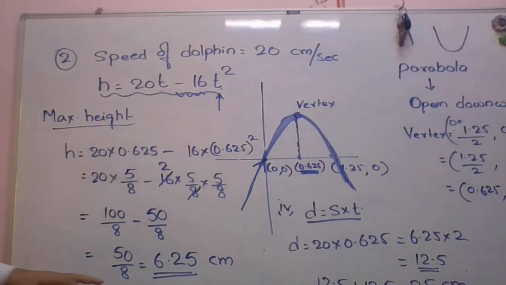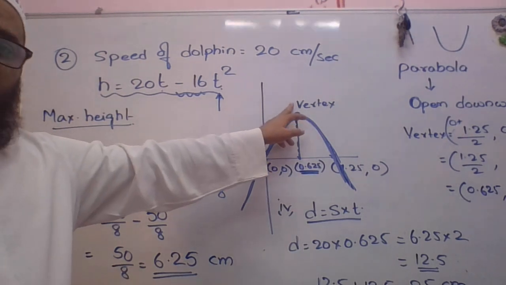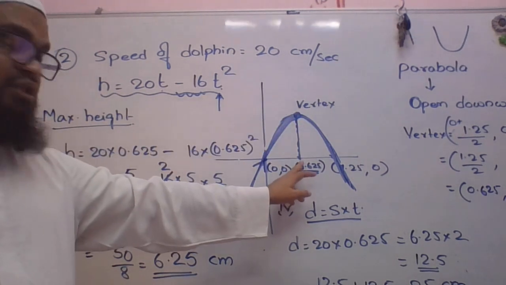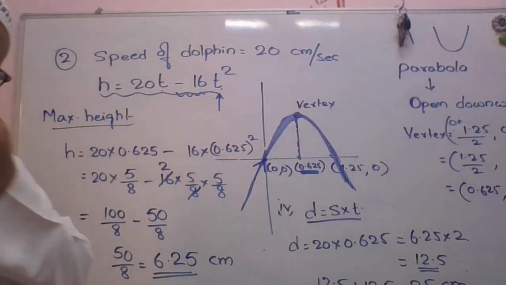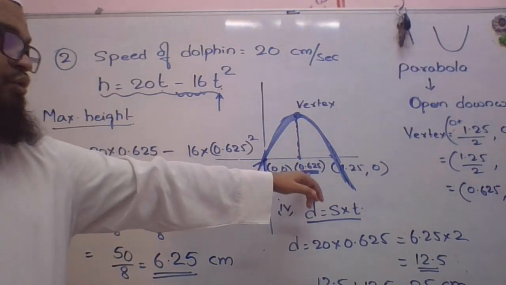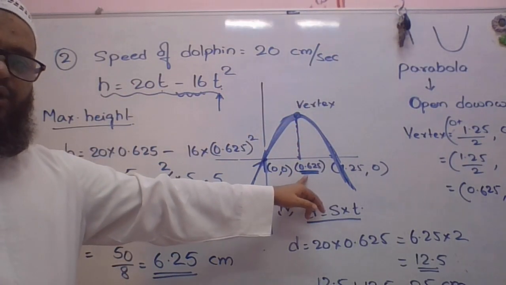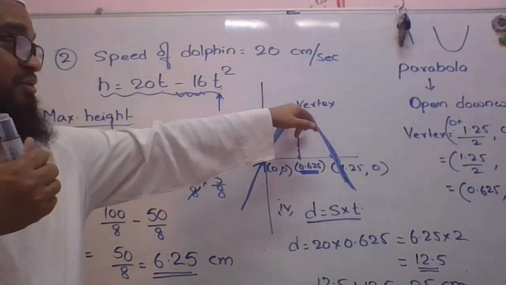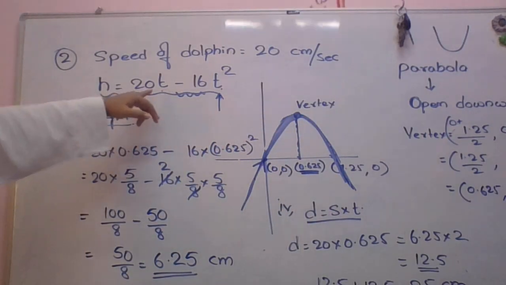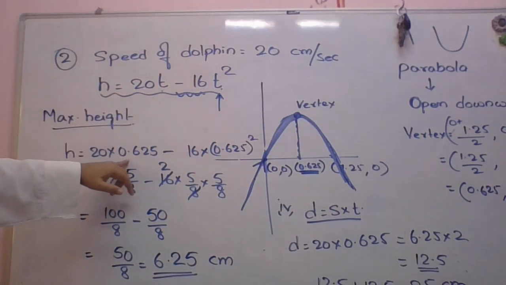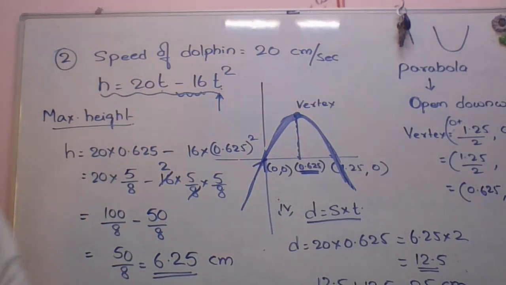Do you understand how to find the maximum height? To find the maximum height, you have to find the x coordinate of the vertex. Because it gives you time, at 0.625 seconds it reaches maximum height. So therefore, substitute t equal to 0.625. You will get the answer 6.25 centimeters. Understood? Thank you.